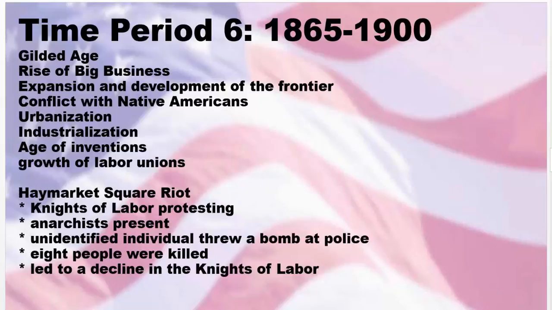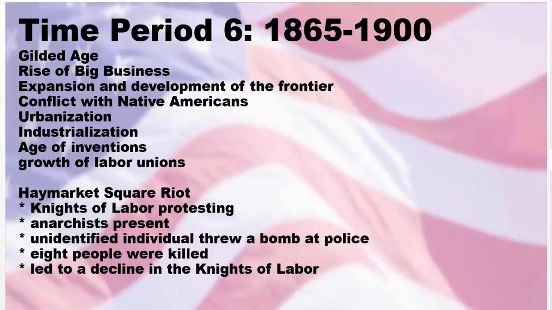And we're going to continue with the Gilded Age, and I'm going to ask you to write briefly about two of the conflicts. One was the Haymarket Riot. This was when the Knights of Labor, a labor union, was protesting for 8-hour workdays and better wages and better conditions. This is in Chicago, by the way.